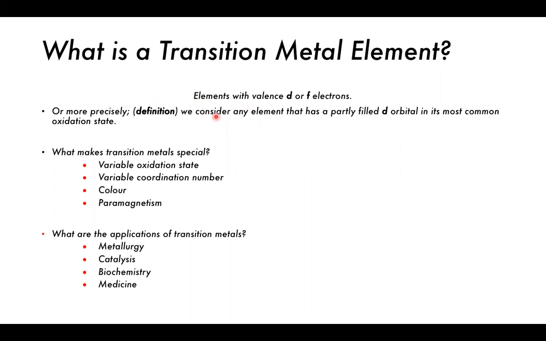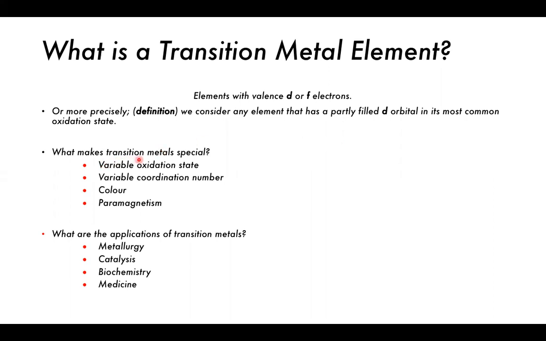More precisely, we can consider any element that has a partly filled D orbital in its most common oxidation state. Generally, if it's in its most common oxidation state and it has a full D orbital set, then it's not really going to behave as we would expect a transition metal to behave. For example, zinc, depending on its oxidation state, can either be similar to a transition metal or not.